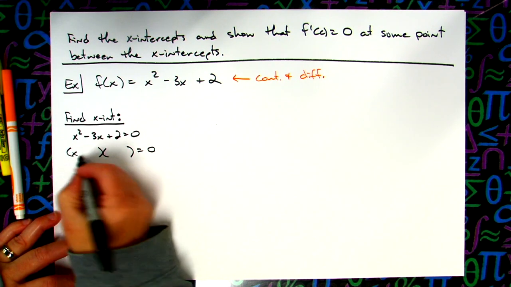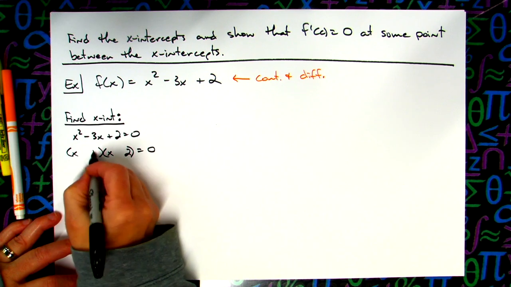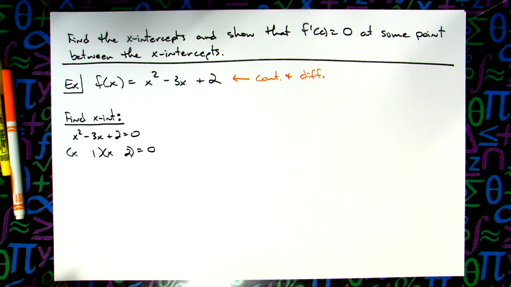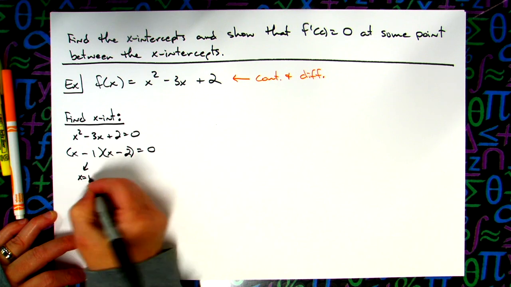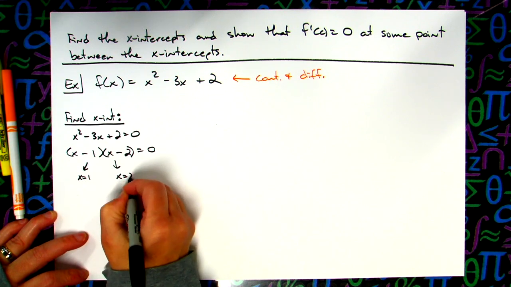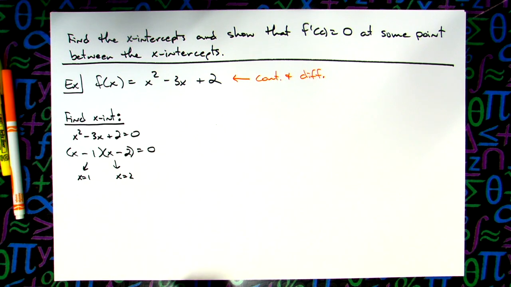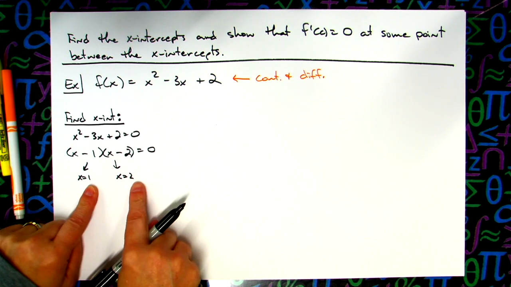So let's see, it'll be an x and an x. 2 times 1 is the only thing I've got. To get the 3 in the middle, they both have to be minus. So then this one I've got x equals 1. On this one I've got x equals 2. So my interval is going to be from 1 to 2, because those are my x-intercepts.